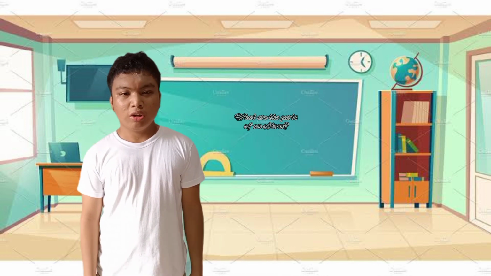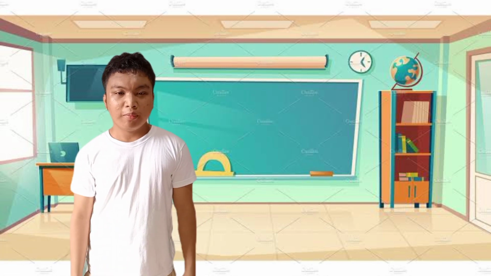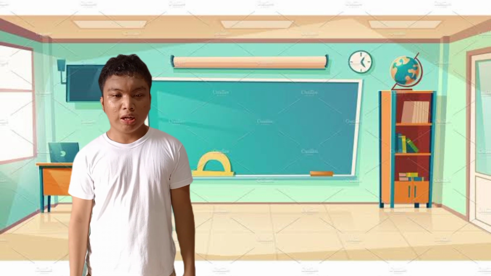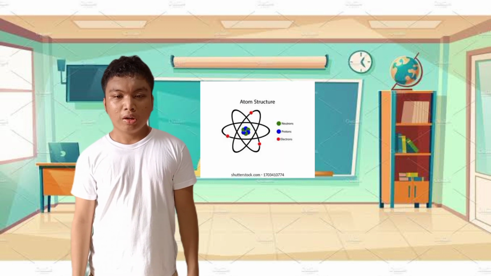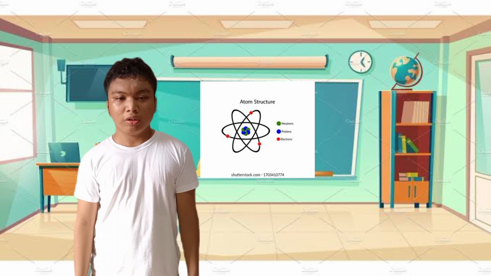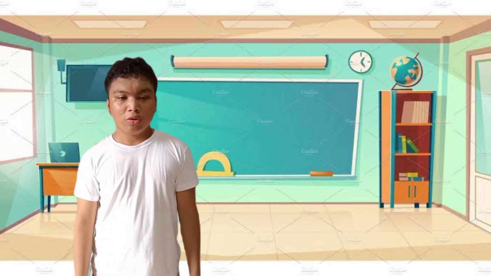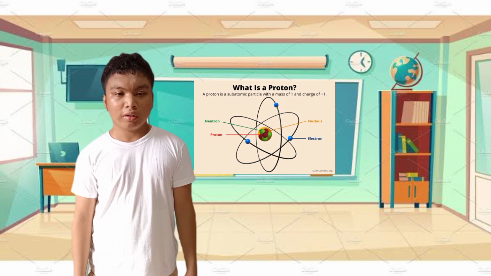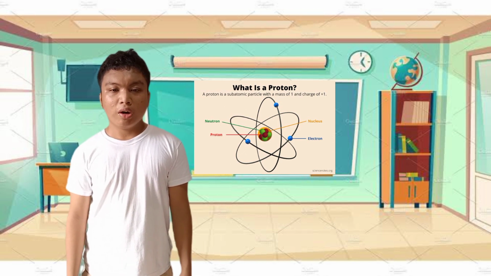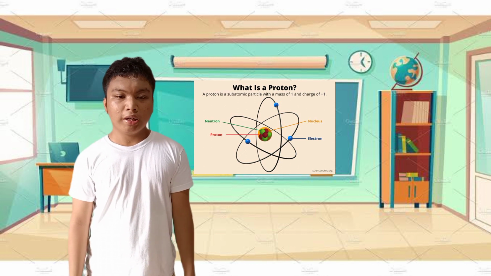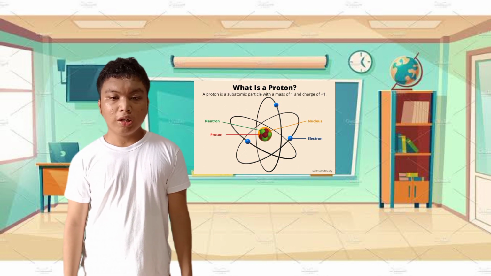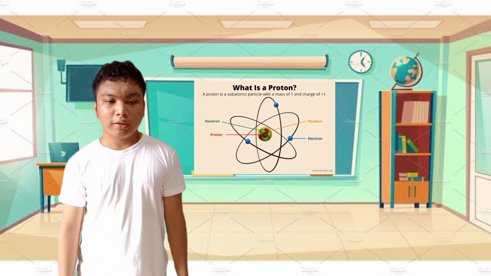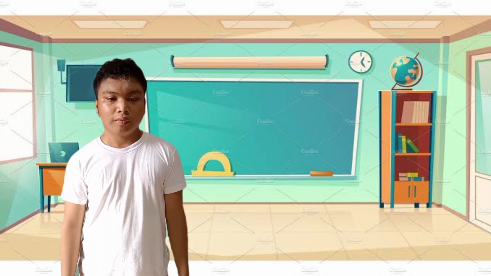What are the parts of an atom? Atoms are made up of three basic components known as subatomic particles, consisting of protons, neutrons, and electrons. Protons, positively charged. A proton is a subatomic particle found in the nucleus of every atom. The particle has a positive electrical charge equal and opposite to the electron.